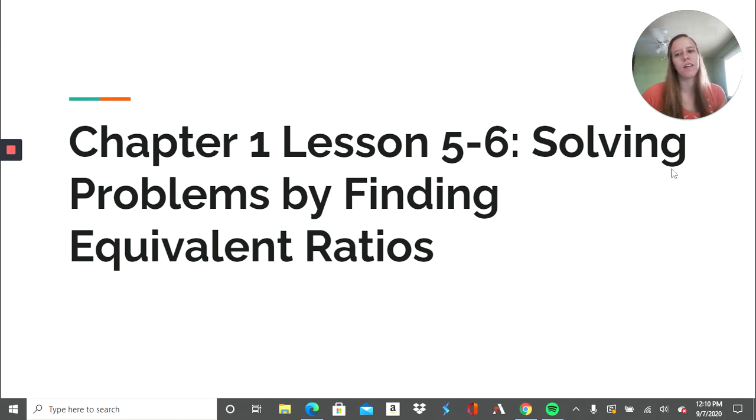Hello, sixth grade. Today is lesson 3 technically, but the combination of lessons 5 and 6 for math. So we're looking at solving problems by finding equivalent ratios.